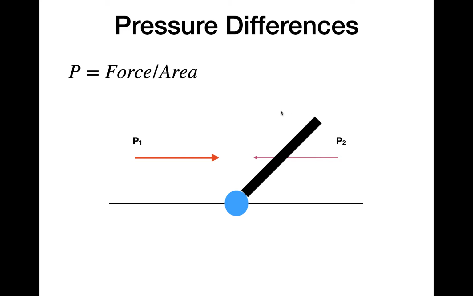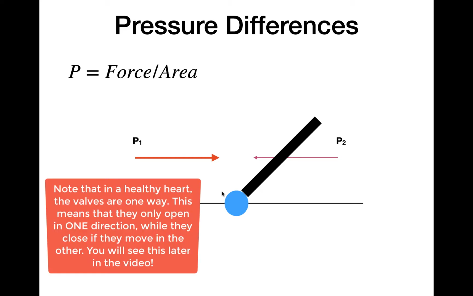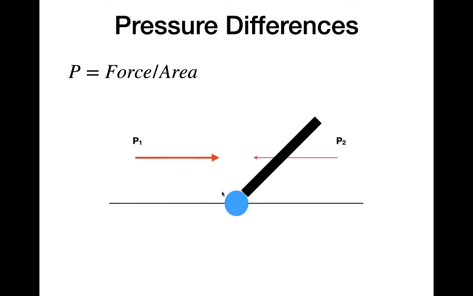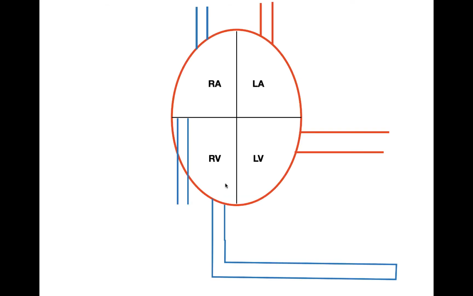Now, this is going to be how the valves work in the heart. As we're going to see soon, the heart is full of valves, and these valves basically work by differences in pressure. So if the pressure is greater on one side, the pressure will cause the valve to open and it will allow blood to flow through it. In order to understand that, let's see how blood flows throughout the heart. This right here is a diagram of the heart, and what we're going to do is trace the movement of blood throughout the heart.